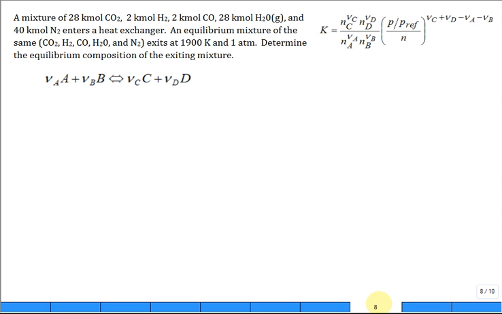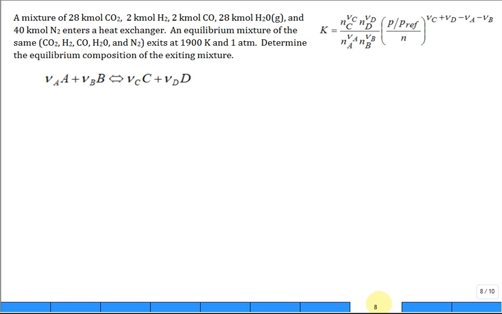A mixture of 28 kilomoles of CO2, 2 kilomoles of hydrogen, 2 kilomoles of carbon monoxide, 28 kilomoles of water vapor, and 40 kilomoles of nitrogen enter a heat exchanger. Well, the heat exchanger is going to make it hot and also give it some time to react. An equilibrium mixture of the same components, CO2, H2, CO, H2O, and N2, exit at an elevated temperature of 1900 Kelvin and 1 atm. Determine the equilibrium composition of the exiting mixture.